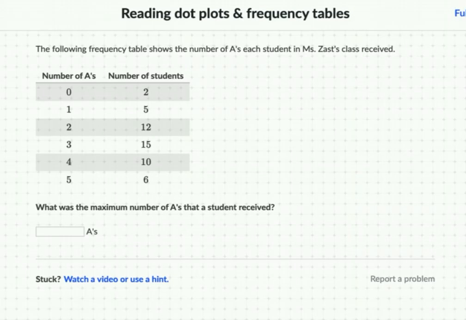All right, if I'm going to solve this problem, I'm going to need to figure out first what the word maximum means. Maximum means the most. So what was the most number of A's that a student received?